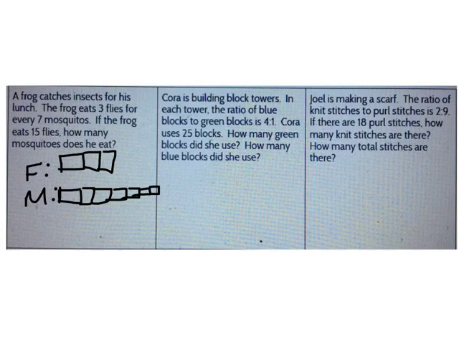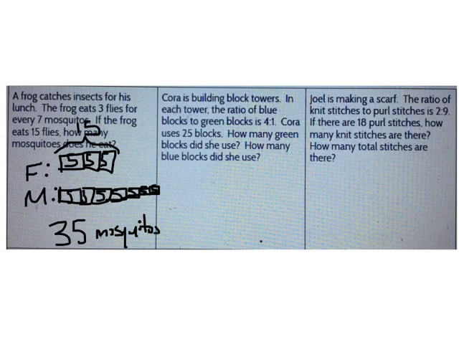If the frog eats 15 flies, how many mosquitoes does he eat? So 15 describes not the total, but the number of flies. What does each box represent? Each box is worth 5. So now we can answer the question, how many mosquitoes does the frog eat? The frog eats 35 mosquitoes. 7 times 5 is 35.